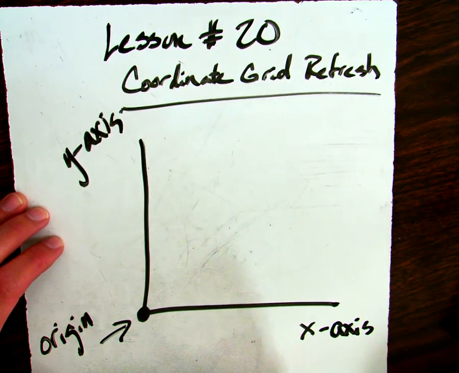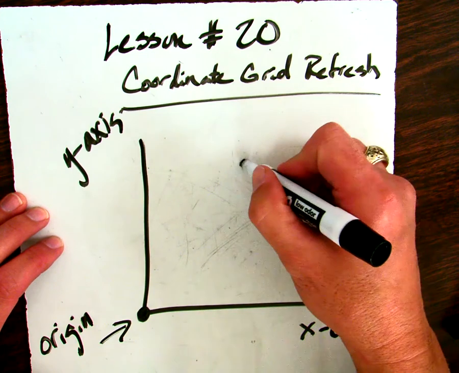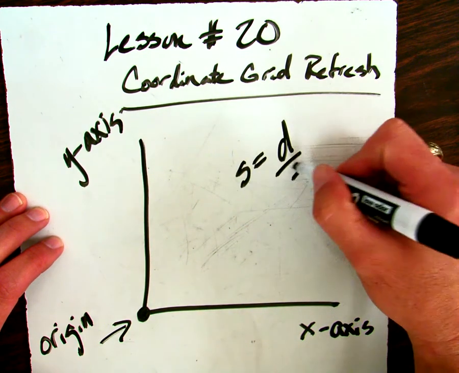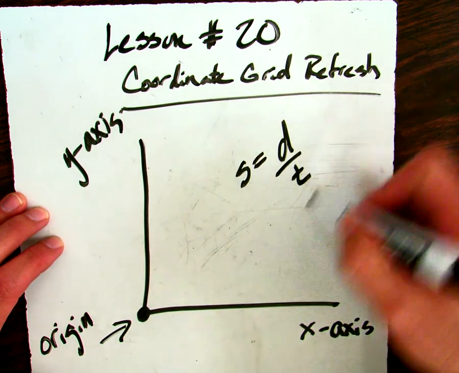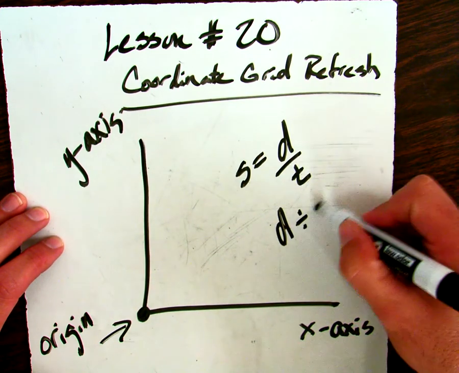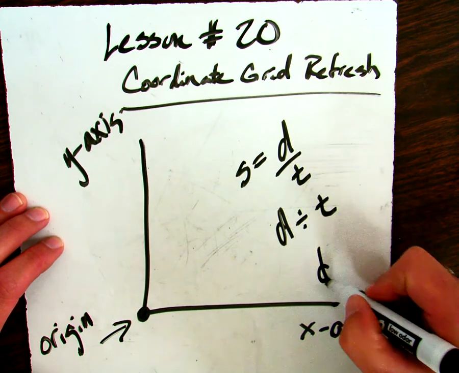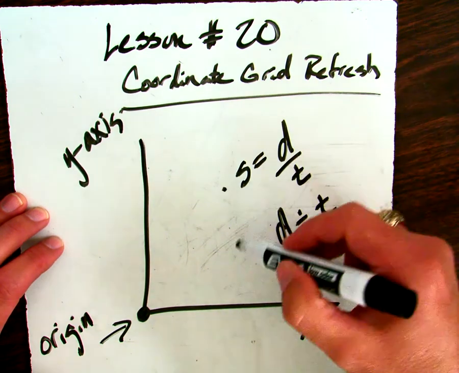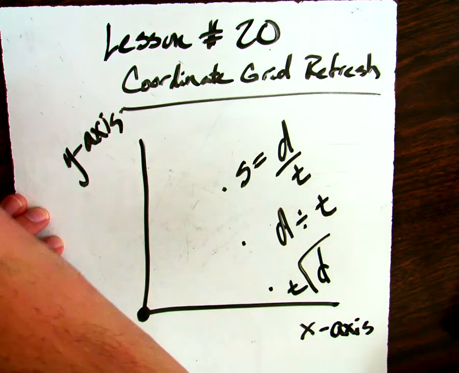And for time and distance graphs, remember this is what we're trying to figure out. We want to know our speed, which is distance divided by time. It can also be calculated in other forms of that formula. So remember, each one of those formulas is going to work for us.